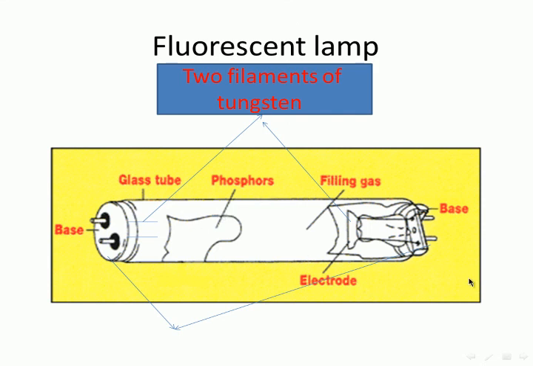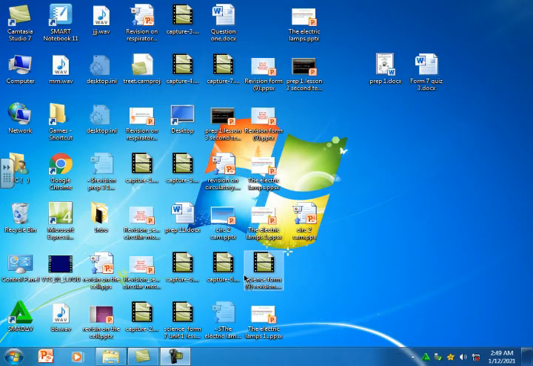The fluorescent lamp also consists of two tungsten filaments inside. The two tungsten filaments are also made of tungsten because it has a high melting point. Number 3, two points of connection at the two ends or tips of the fluorescent lamp, to connect the fluorescent lamp with electric current. Okay.